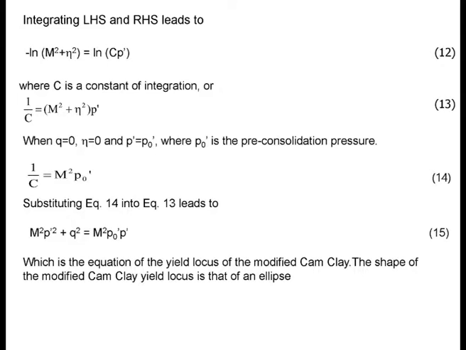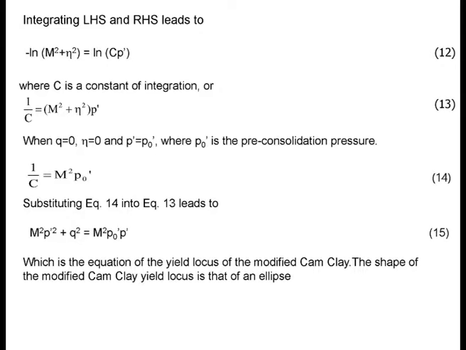After you have done all the solution, it comes up with an equation that looks like that, which is actually quite simple. In fact, it is an equation of an ellipse. It's an elliptical U equation. And this elliptical U locus of the modified Cam clay is one of the most widely used shapes. In fact, I think it is the most widely used shape.